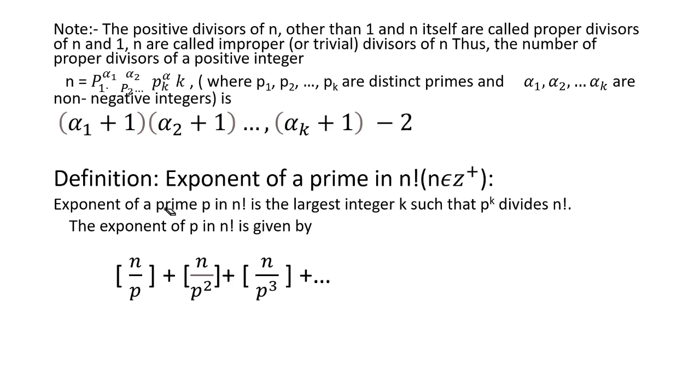Okay. Next we have a small definition. The definition is like this: exponent of a prime in n factorial. Exponent of a prime p in n factorial means p power k divides n factorial, but p power k plus 1 does not divide n factorial. In order to find that exponent, we have this formula: floor of n upon p plus floor of n upon p squared plus floor of n upon p cubed and so on. By using this formula, we can find the exponent of a prime. And the problems related to these results will be discussed in the next lecture.